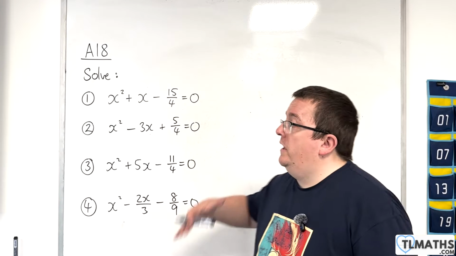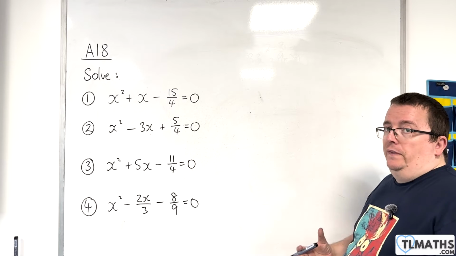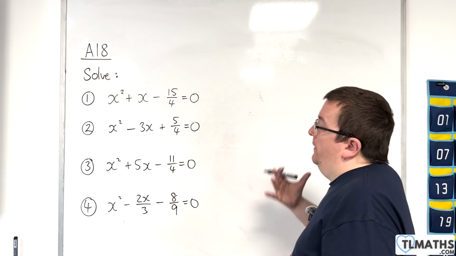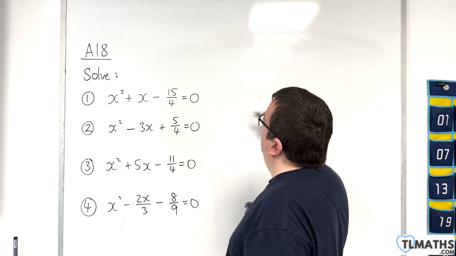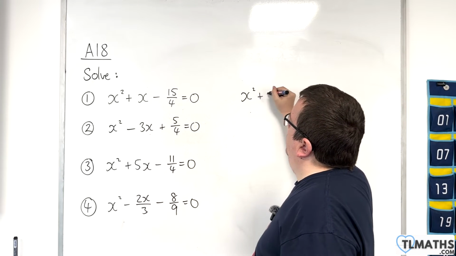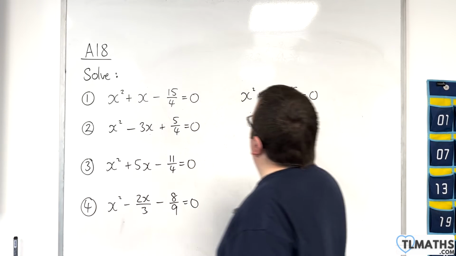So in this video, we're looking at some more examples of completing the square and then solving the quadratic equation. This time we've got some fractions involved. So our first one, we have x squared plus x take away 15 quarters is equal to 0.